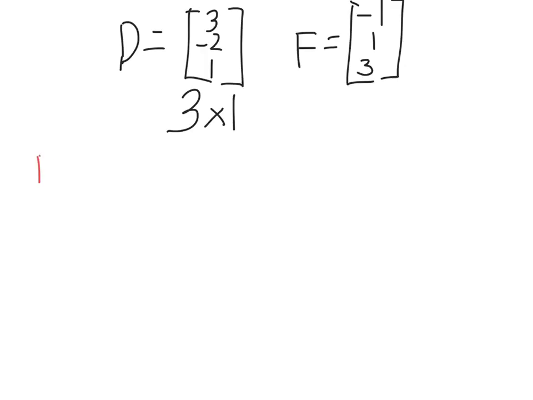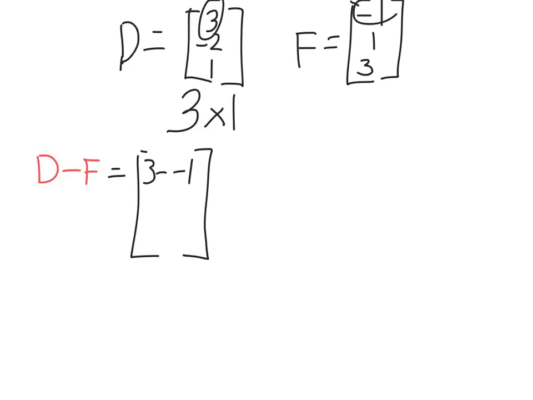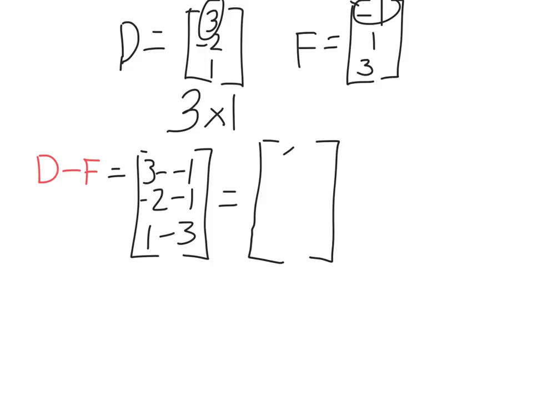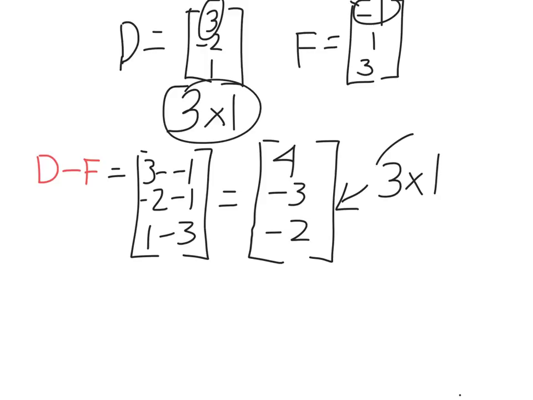Now if I'm doing subtraction, it's almost the same as addition, except rather than adding each corresponding element, I subtract them. So D minus F will be 3 minus minus 1, so this minus this, then of course minus 2 minus 1 and 1 minus 3. So you're just subtracting the corresponding elements. So you get 4, minus 3, minus 2 in this situation. And we note that our resulting matrix is 3 rows by 1 column, and it's the exact same size as the original 2.